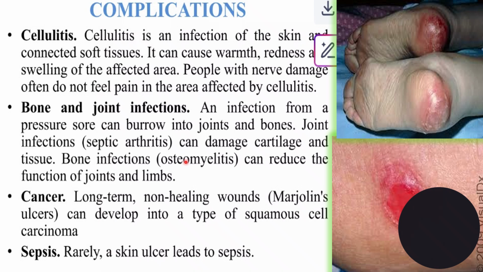So you can see there is osteomyelitis, an infection, and it will reduce the function of the joints. Here, cancer: marginal ulcers, that's non-healing ulcers or wounds. It's a type of squamous cell carcinoma, so it is long term. It is also one of the complications.